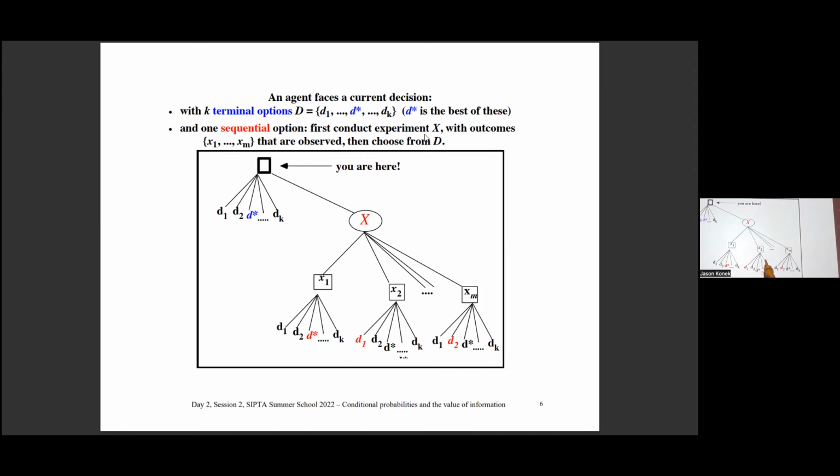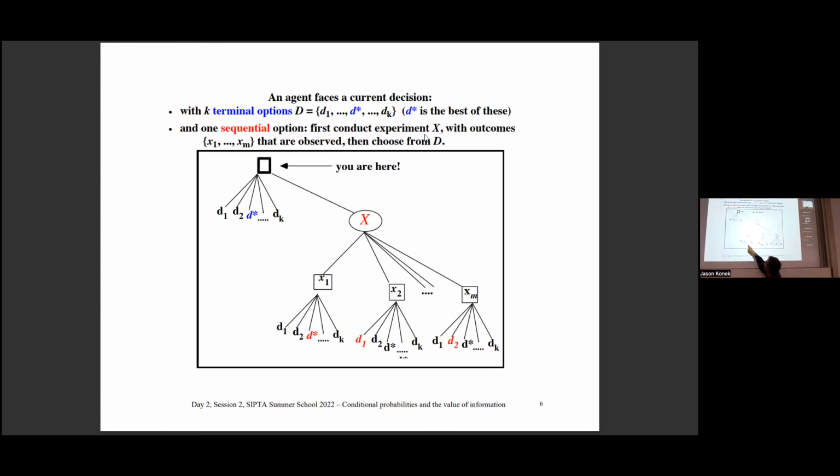However, if I learn x equals x2, then my opinions change significantly, at least D1 now becomes best. So I'm highlighting, so this is the backward induction. So I'm saying X equals X1 value D star, X equals X2 value D1. And these are the conditional expected values associated with these best options. And so from my initial point of view, the value I would associate with X would be the expected value of these conditional expectations. These are all conditional expectations.